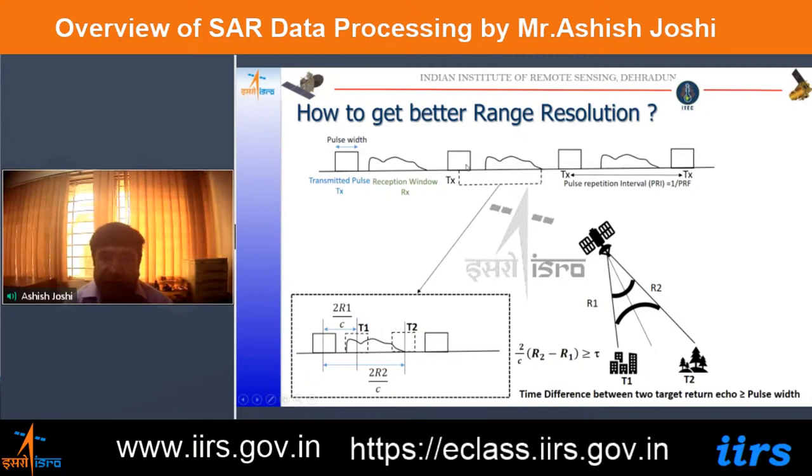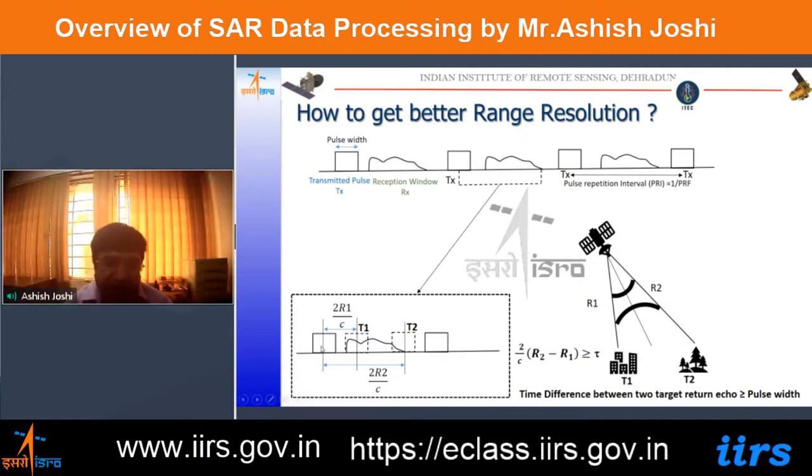So if the radar is seeing two targets, means if this is the radar and it is seeing two targets T1 and T2, the distances of these two targets from the SAR sensor or radar sensor are given by R1 and R2. Okay, so from the formula of time delay, the time delay is given by 2R/C.